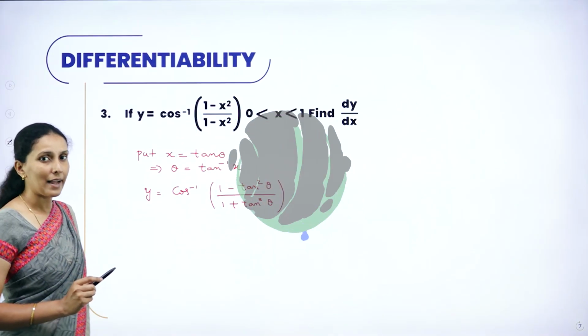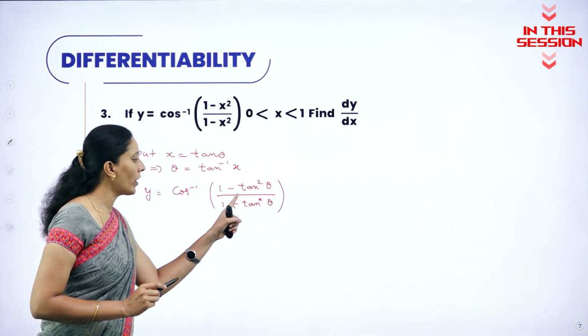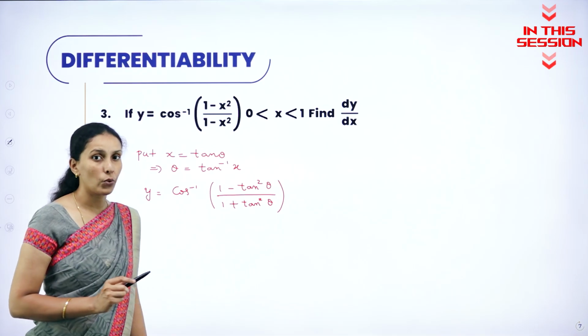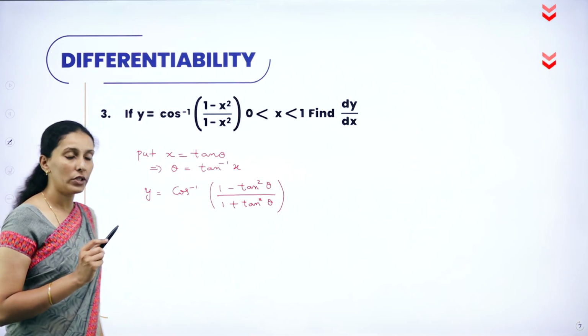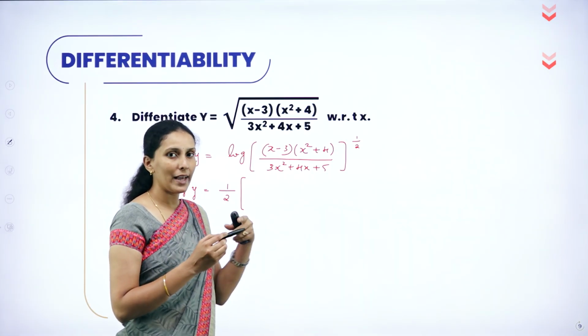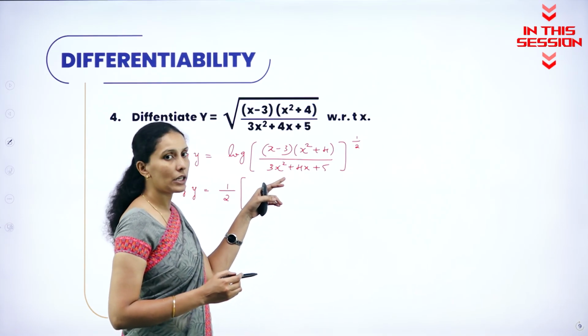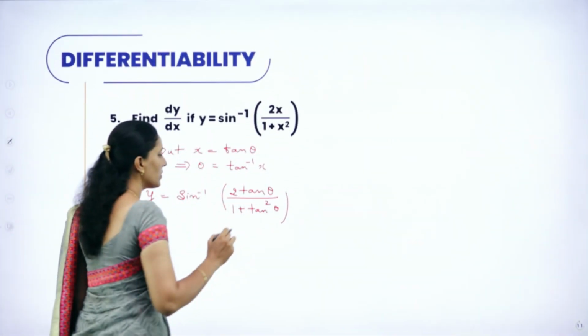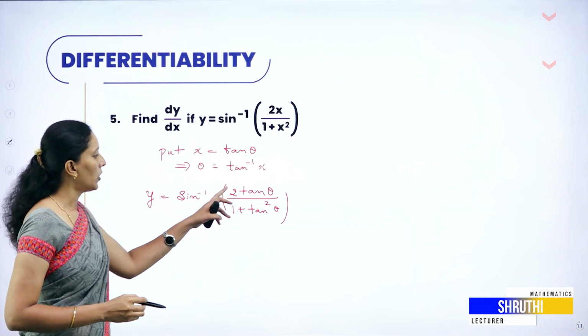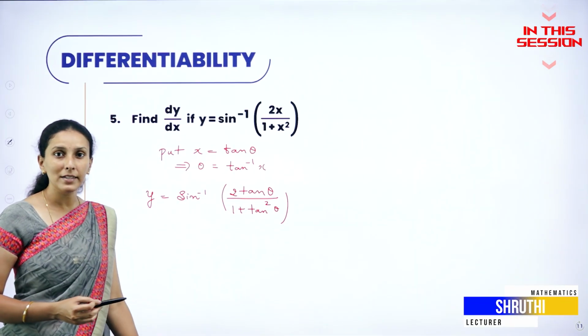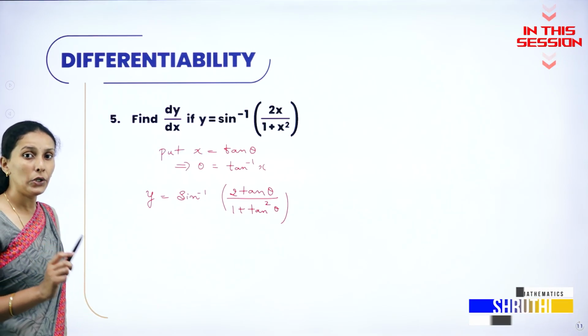From the multiple angle formula, (1 minus tan square theta) divided by (1 plus tan square theta) is cos 2 theta. Whenever you have log of xy, it can be written as log x plus log y, and whenever it is in the denominator, you can subtract it. Using the multiple angle formula, 2 tan theta over (1 plus tan square theta) is sin 2 theta.